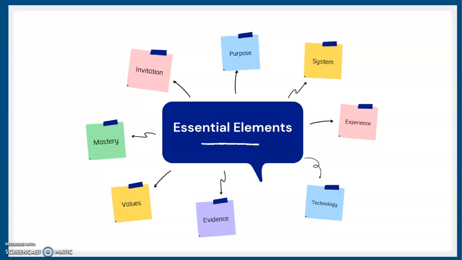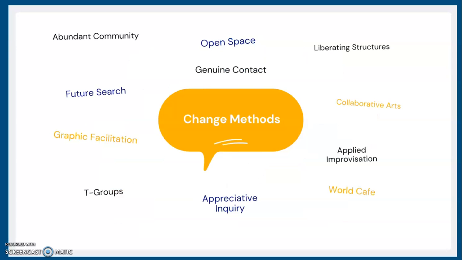For this assignment, I used the 8 essential elements of invitation, purpose, system, experience, technology, values, and mastery. Those 8 elements were then applied to 11 change methods, 10 of which were assigned: abundant community, future search, graphic facilitation, T groups, appreciative inquiry, World Cafe, applied improvisation, collaborative arts, liberating structures, and open space. For my additional change method, I chose genuine contact because it felt that it aligned with my beliefs and goals I want to accomplish after graduating from this program.